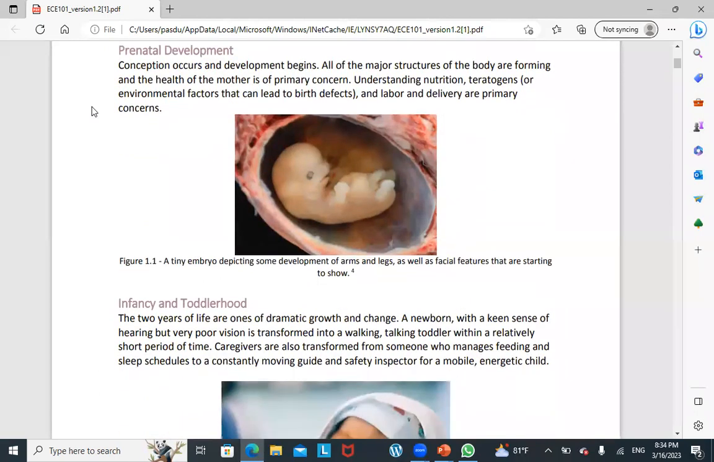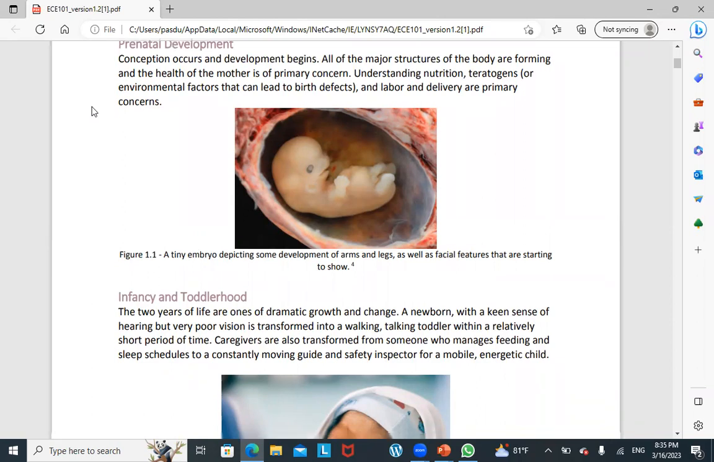Then infancy and toddlerhood. The 2 years of life are one of the most dramatic periods of growth and change. A newborn with a keen sense of hearing but very poor vision is transformed into a walking, talking toddler within a relatively short period of time. Caregivers are also transformed from someone who manages feeding and sleep schedules to a constantly moving guide and safety inspector for a mobile, energetic child.